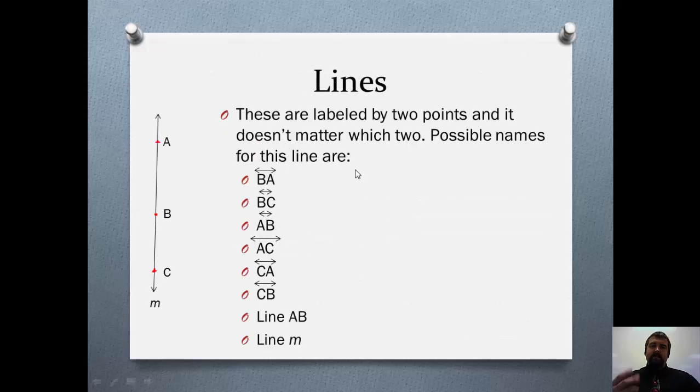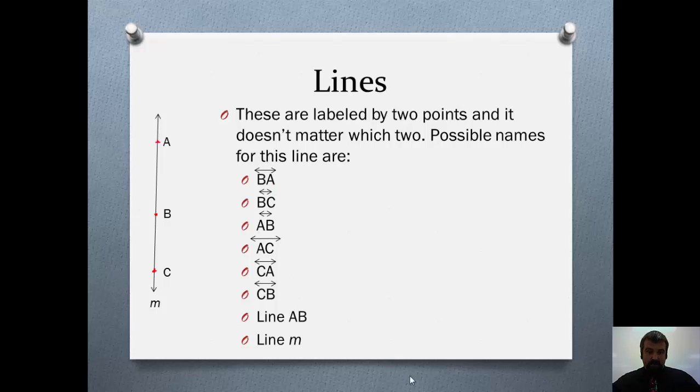Lines, they're the one-dimensional shape. They go one way or the other forever. They're labeled by 2 points. It doesn't matter which two, just choose two. For instance, the possible names for this one line over here include line BA, line BC, line AB, line AC, line CA, and line CB. These are all fine and acceptable names over here. Again, when you read it, you read the shape it is, then the points that you're using. So, for instance, line BA. I cannot call this line ABC. Only 2 points. I don't care which two, just choose.